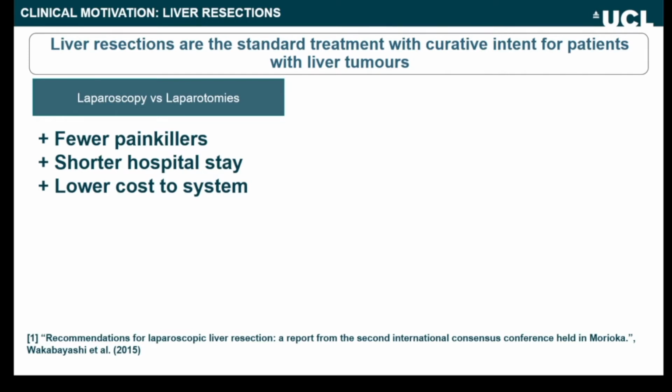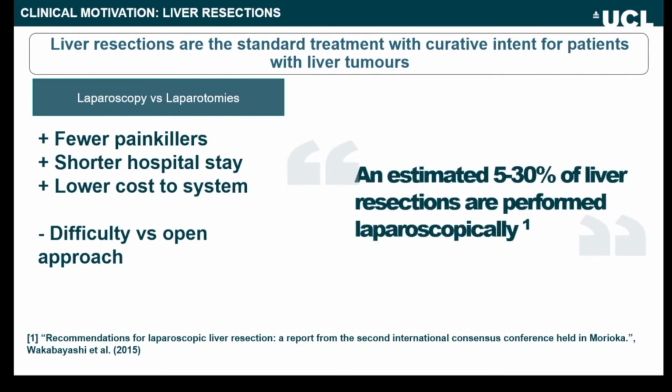However, due to the complex hepatic vasculature, small field of view, and loss of haptic feedback to the surgeon, the laparoscopic approach is considered difficult, and as such, only peripheral tumors that are distal to large vessels and easy to access via laparoscopy are indicated for this type of approach. Overall, it is estimated that only between 5 to 30% of liver resections are performed laparoscopically.